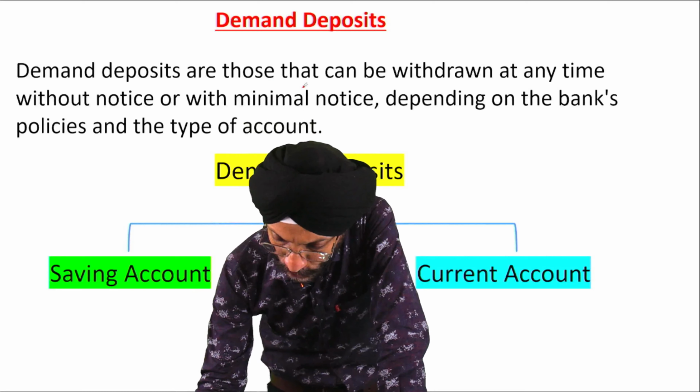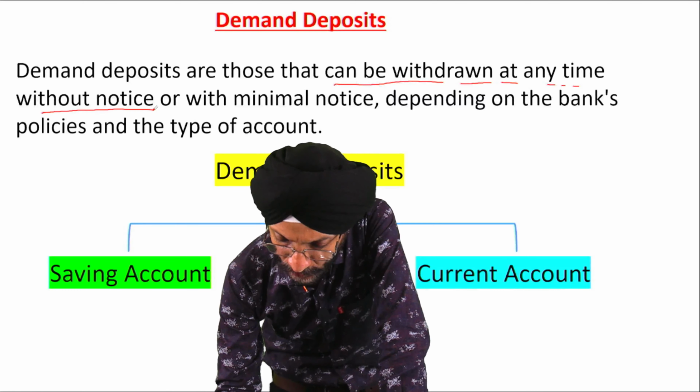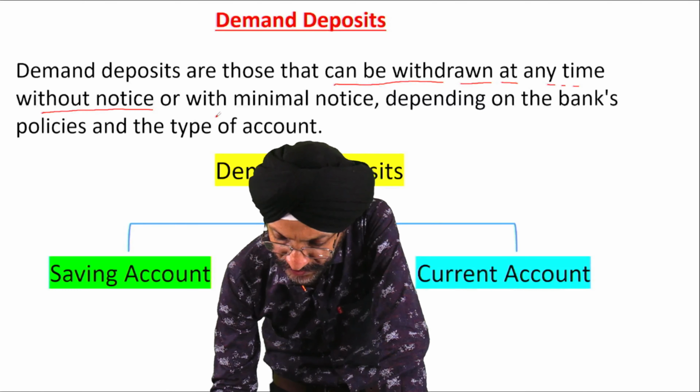So what is written? Demand deposits are those that can be withdrawn at any time without notice or with minimal notice depending on the bank's policies and the type of account, because there are a large number of commercial banks in each and every country. There may be some minor difference in the type of accounts or the terms and conditions of the accounts. Broadly, the demand deposits are of two types, saving account and current account.